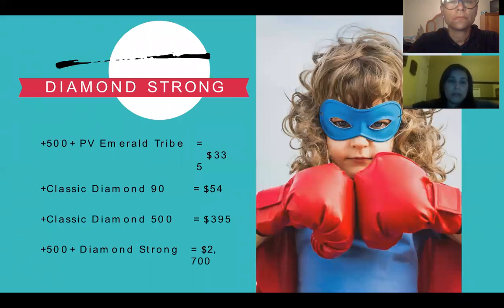I don't know what happened. The numbers got out of whack there. So of 500, I apologize for that. So just a quick rundown. If you're an Emerald coach with 500 personal volume, you're looking at making $335 monthly. We're going to go into greater detail on the other ones, so maybe we should just bypass those other three because we have slides that talk about the classic diamond, the classic diamond 500, and then the diamond strong.